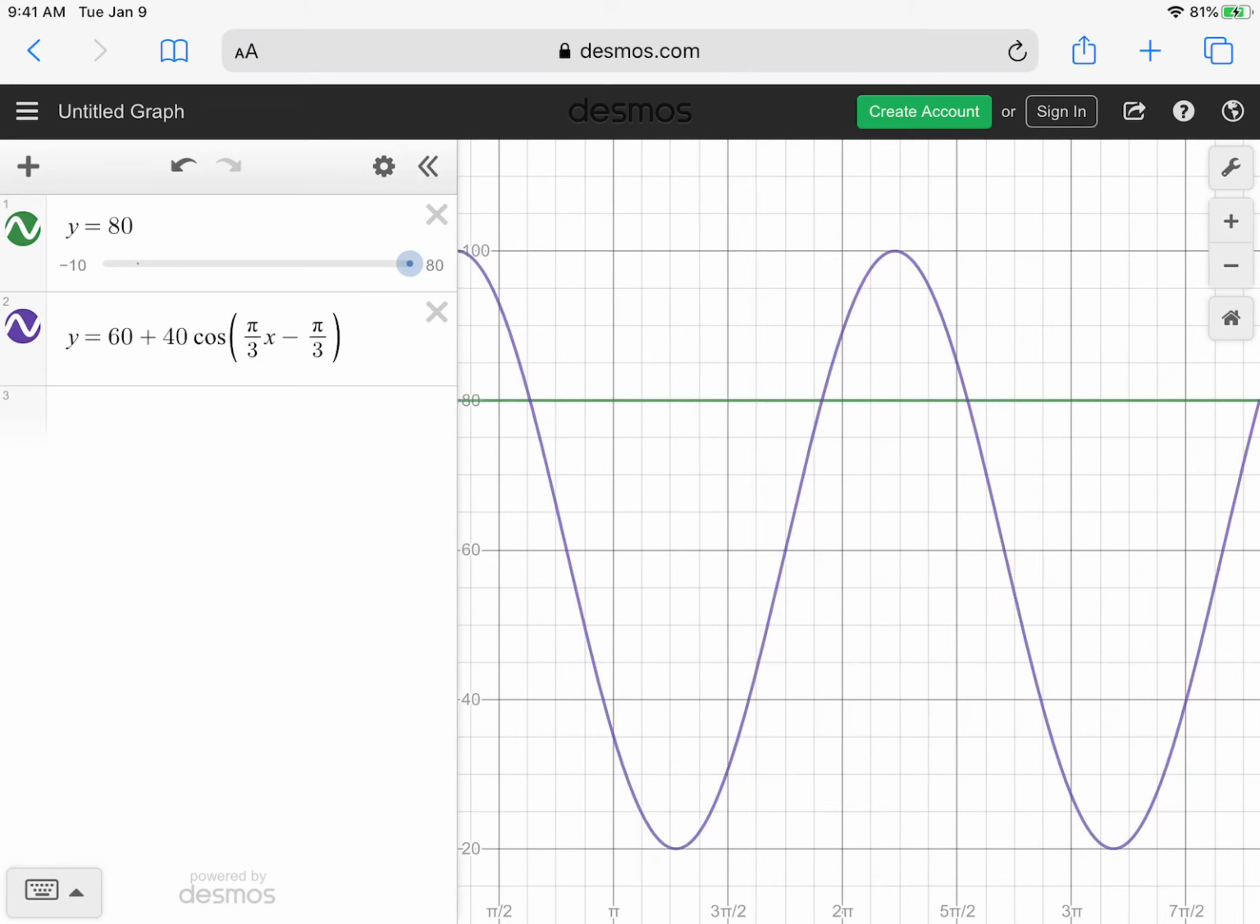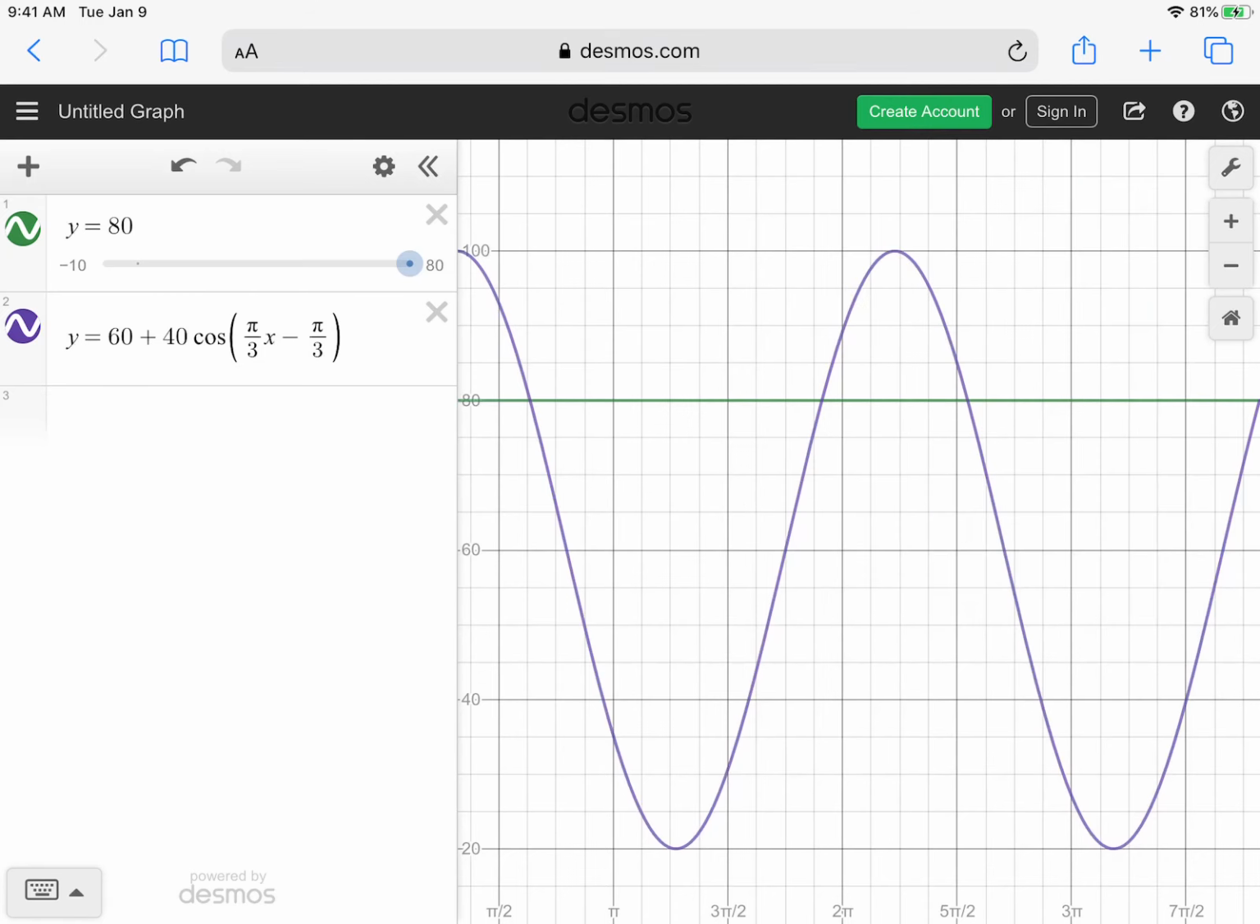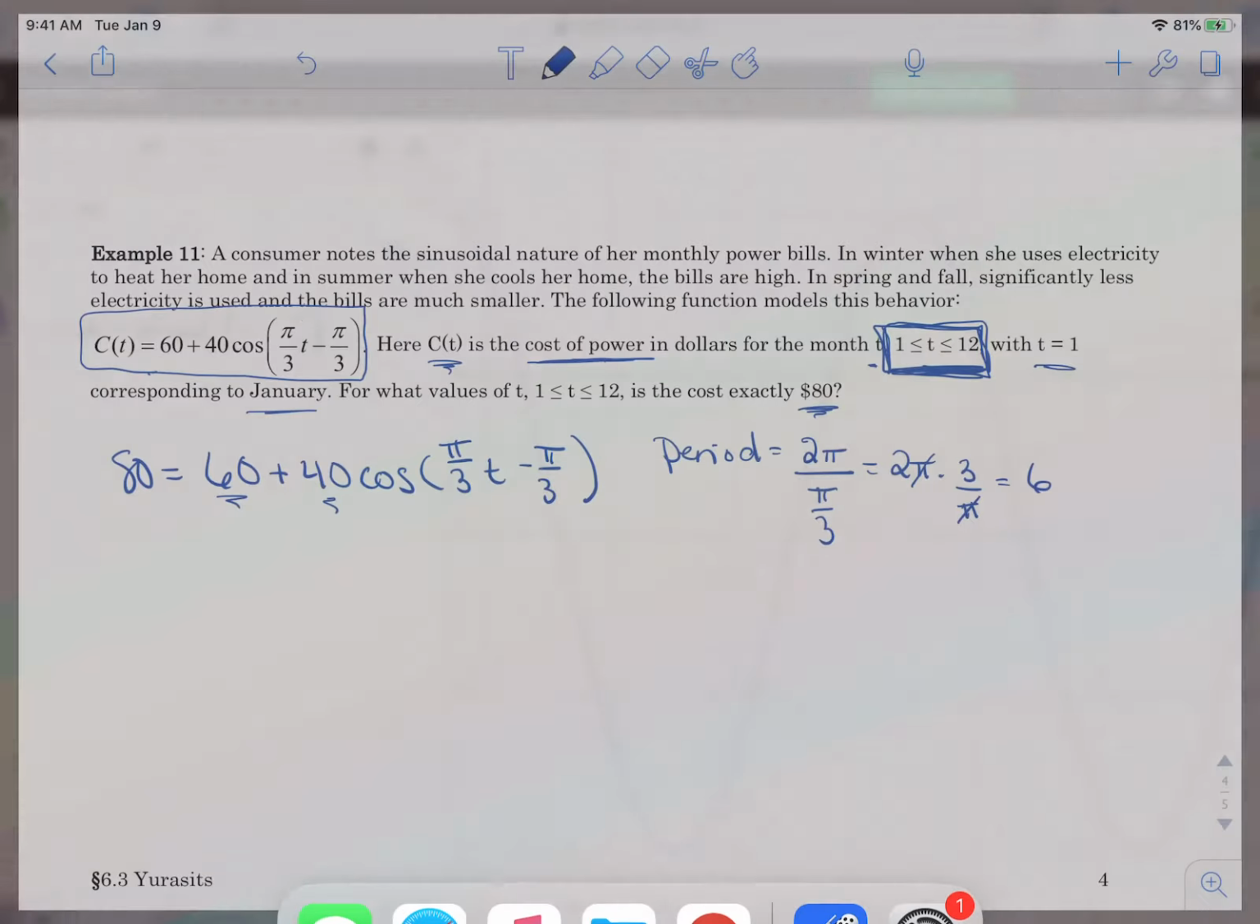Oh, you see this perfect graph. This right here is the hardest part, is figuring out your window. But just rely on information you already know to figure that out, like amplitude and midline. So it looks like her bill will be exactly $80 in month 2, month 6, month 8. Let's see. You know, they did want us to include 12, so we should say month 12 as well. So 2, 6, 8, and 12.